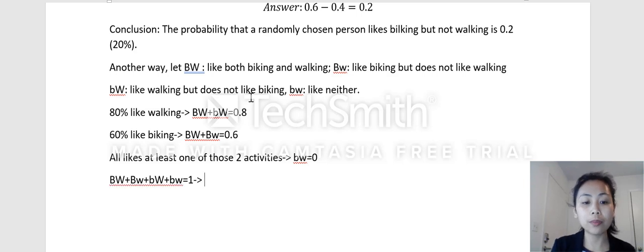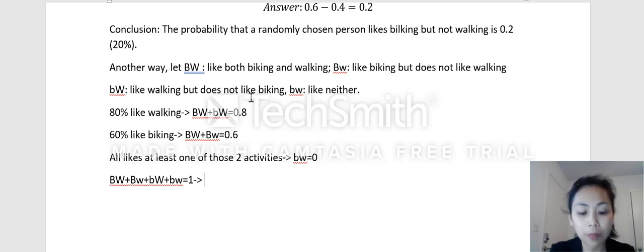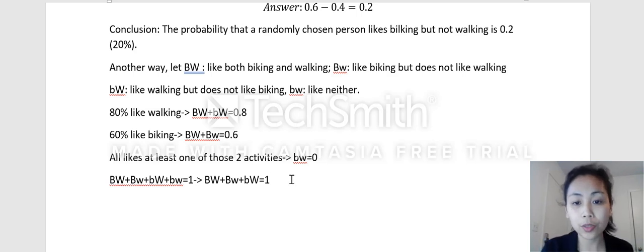So here, what do we have? We have capital B capital W plus capital B little w plus little b capital W is 1, because little b little w is 0, right? So now we have three equations. Capital B capital W plus little b capital W is 0.8. You see that? So read the question again.